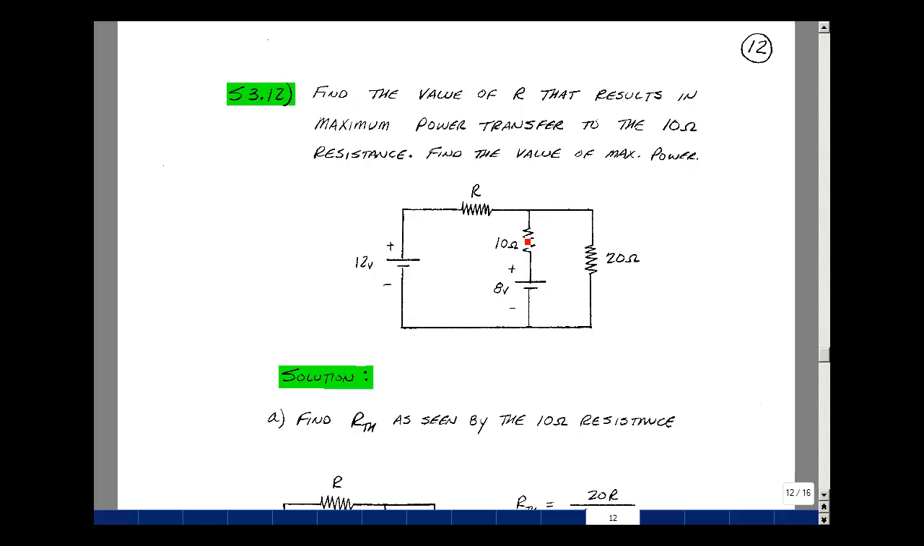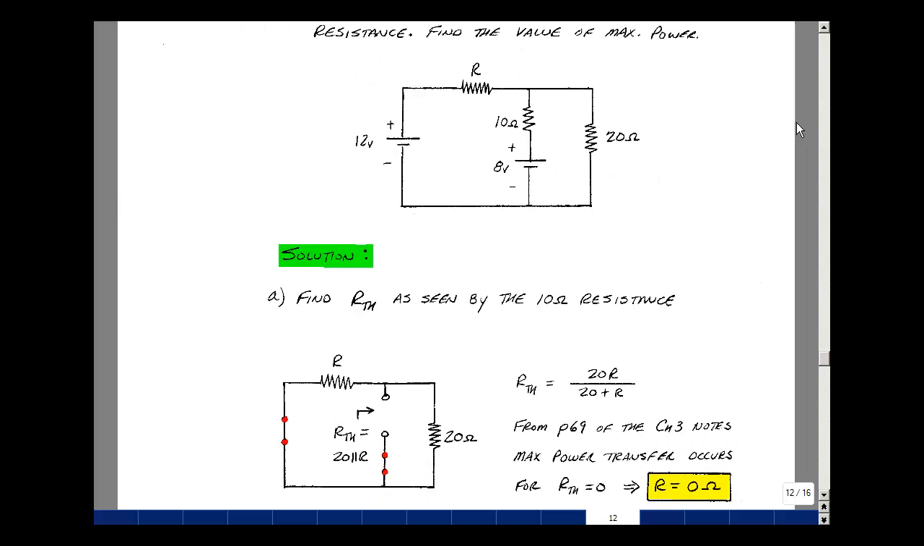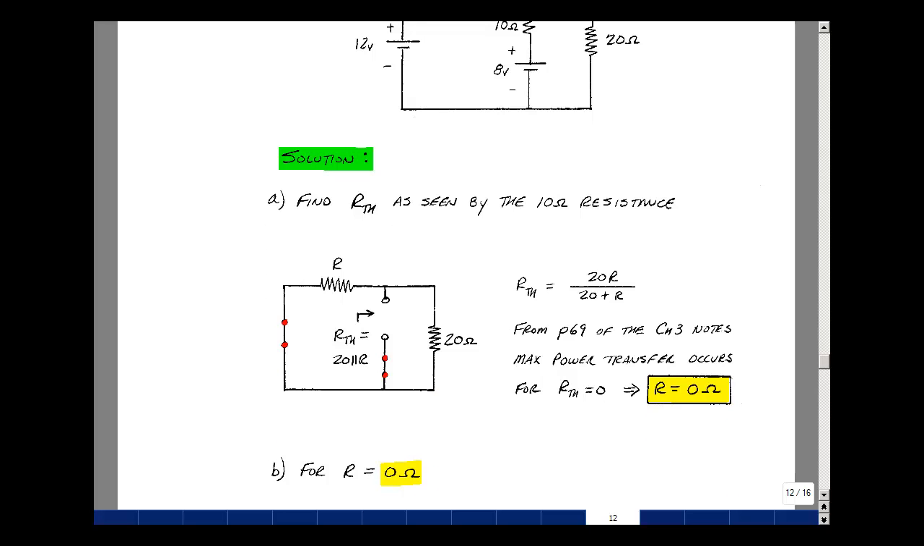So let's try that in this case. Let's find the Thevenin resistance seen by this 10 ohm resistor. We're going to take the load off, set all the independent sources equal to 0. That's going to short to 12, short to 8. We're going to look into these terminals, and what I see is R in parallel with 20. So that's going to be the product over the sum. I want to make that as small as possible, and by making R Thevenin equal to 0, that means that R would be equal to 0.